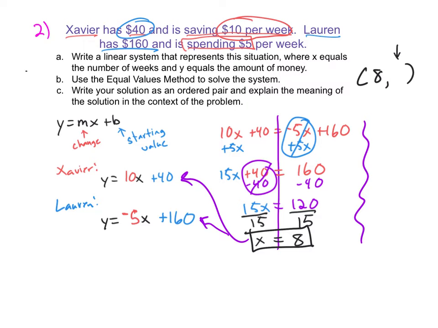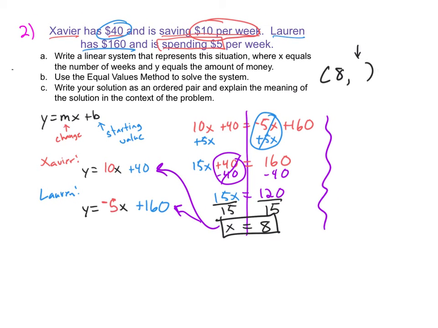So over here, I'm going to solve for y. Let's just use Xavier's because it's got all positive numbers. Y will be equal to 10 times my x value, which is 8, plus 40. It doesn't matter which equation you use. I just chose Xavier's because I like to keep positive numbers.